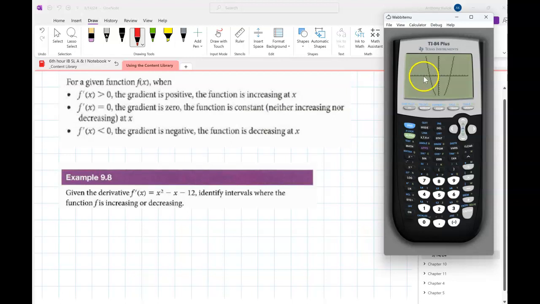So what I'm going to look for is simply where the graph is crossing the x-axis. Everything before this point is positive, so the graph of f should be increasing. Everything between this point and this point is negative, so f should be decreasing there. And everything after this point, f should be increasing. Everybody cool? So I'm going to do second trace and use the 0 command.